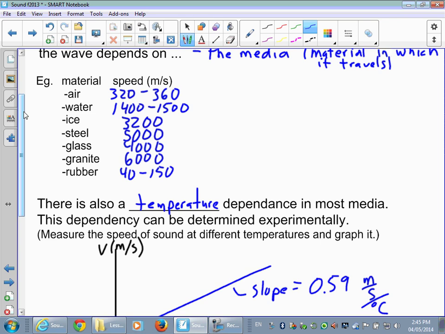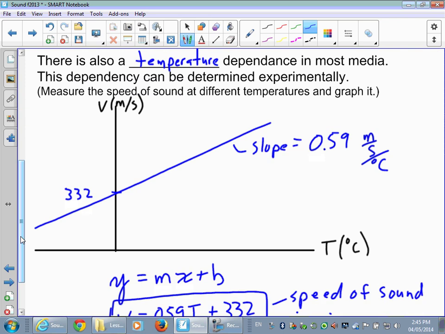We saw with water and ice that there was a considerable difference. So water at 0 degrees Celsius is going to have a speed of about 1400. Ice at 0 degrees Celsius is going to have a speed of about 3200. So there's a big discontinuous nature to the graph that you would get. So we can't continue this line forever. It will get to the point where the air condenses and the graph basically stops.